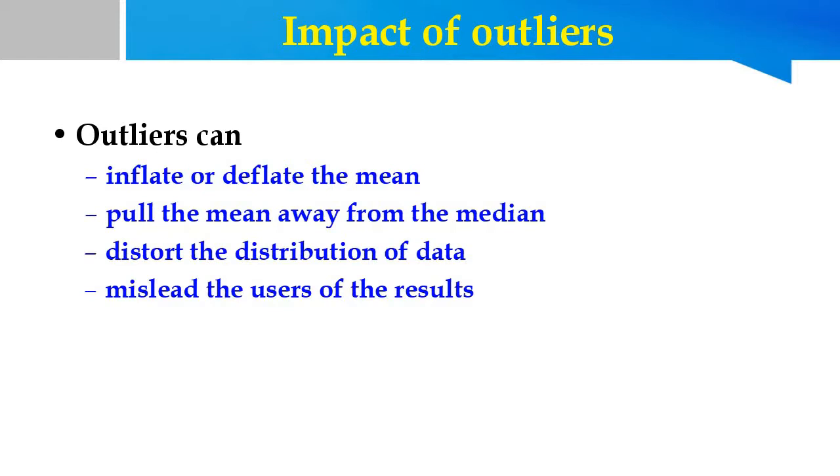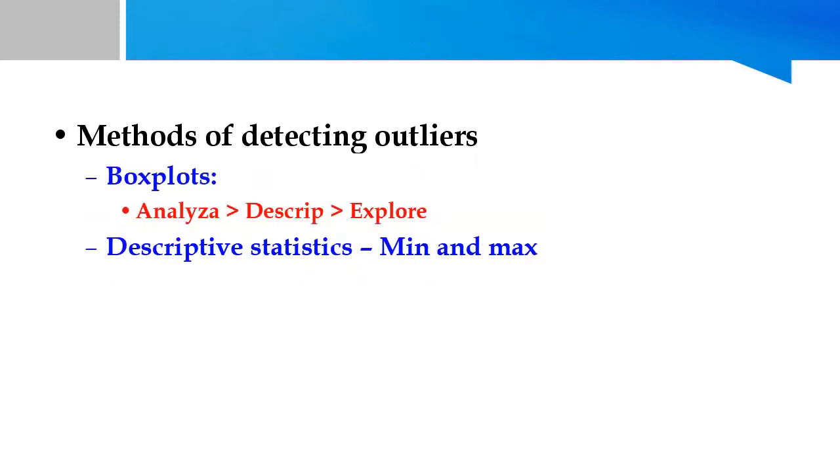Second consequence of the outlier is that they can pull the mean away from the median, they can distort the distribution of data, and they can mislead the users of the results also. So that's why it's very dangerous if your data set contains outliers and you run the analysis without fixing them, it is highly risky. So now the question arises how to identify them.